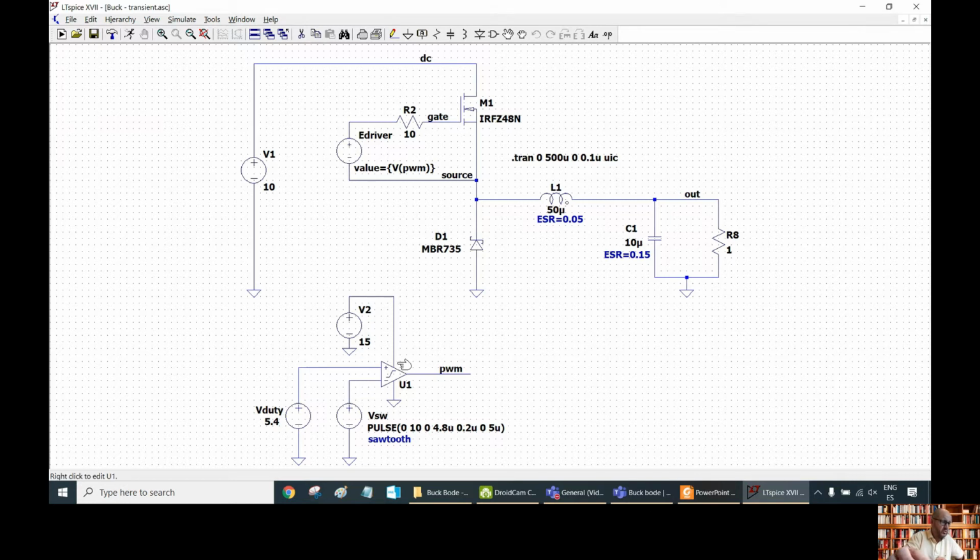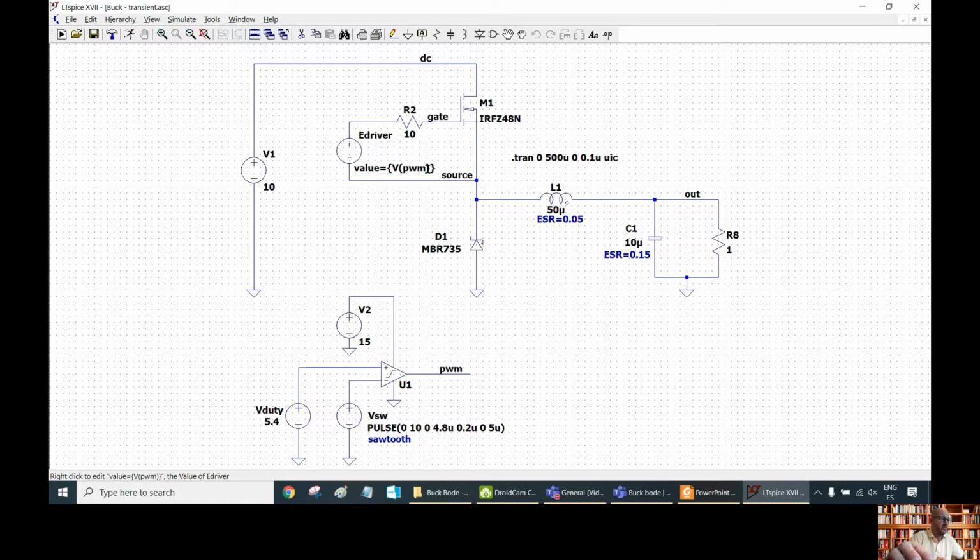So you can see that we are using this comparator that we developed in the last video in the LTspice series. With this ideal comparator, we generate the signal in the PWM waveform, and we are sending this waveform to this behavioral voltage source. So we have exactly the same waveform applied to the gate with the gate resistance to limit the current through the gate.